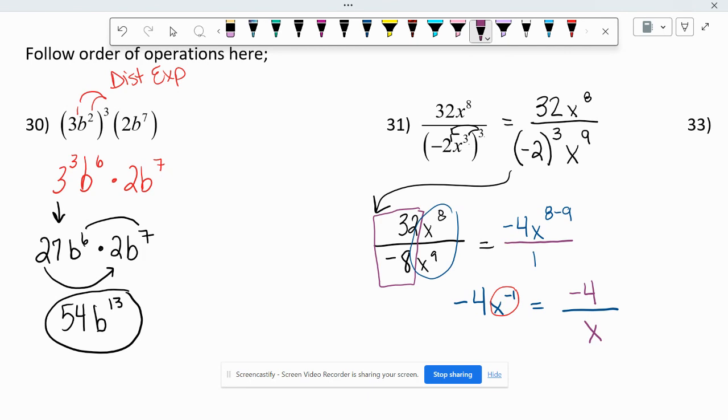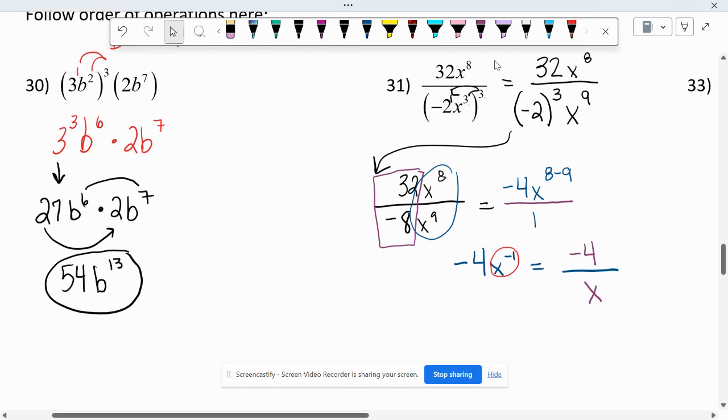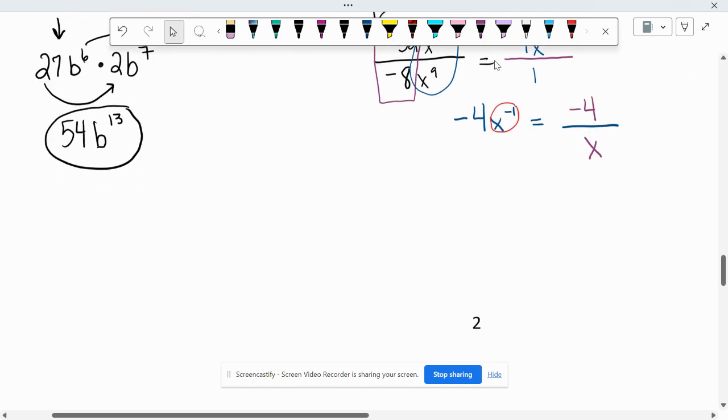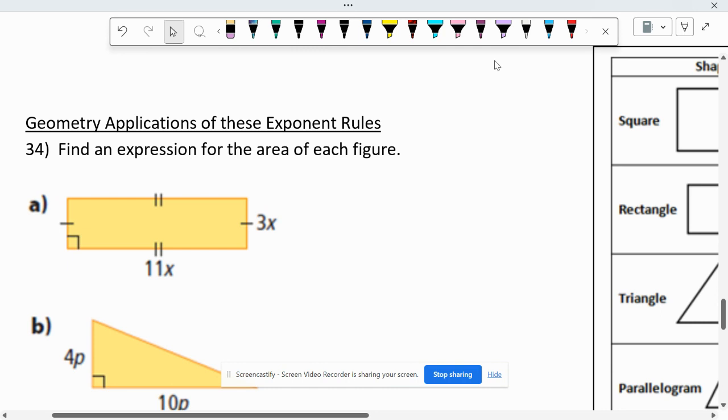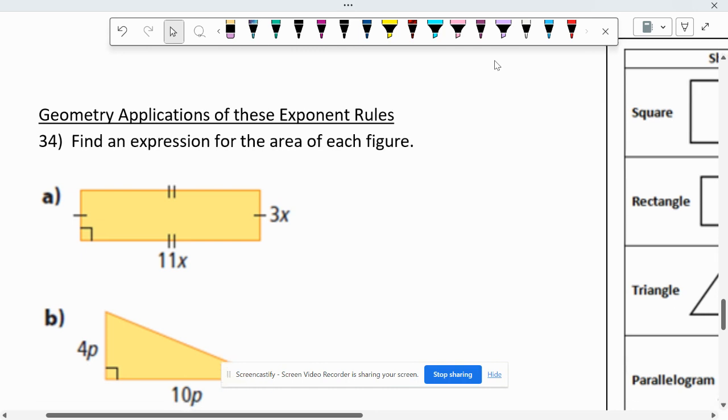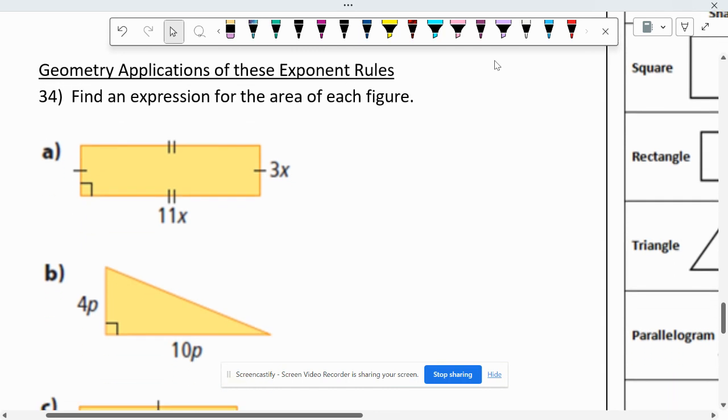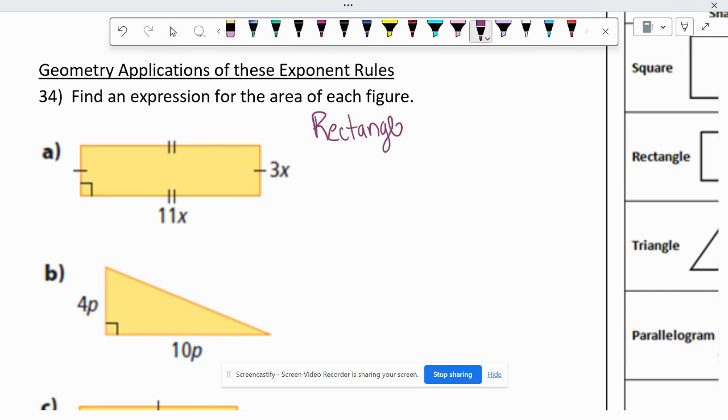Flip over. Okay. So we have some exponent rules. We're using exponent rules to find area. This first shape is a rectangle. The area formulas are written over on the right. Length times width. So what does that mean? What am I really multiplying?